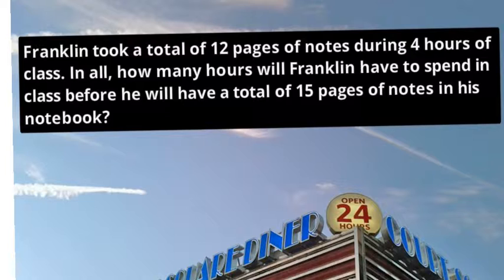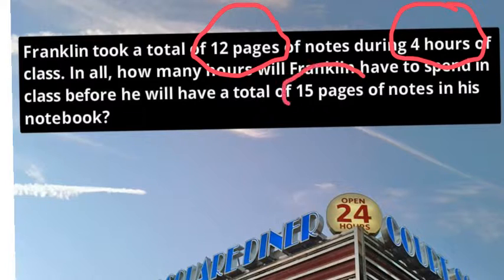Now, this is what I want you to focus on. 12 pages in 4 hours. And then you have 15 pages in, I don't know how many hours, because that's the question, right? So notice how proportion questions are. You're going to have pages, hour, and then you're going to have pages, hour. So it always goes with that same ratio.